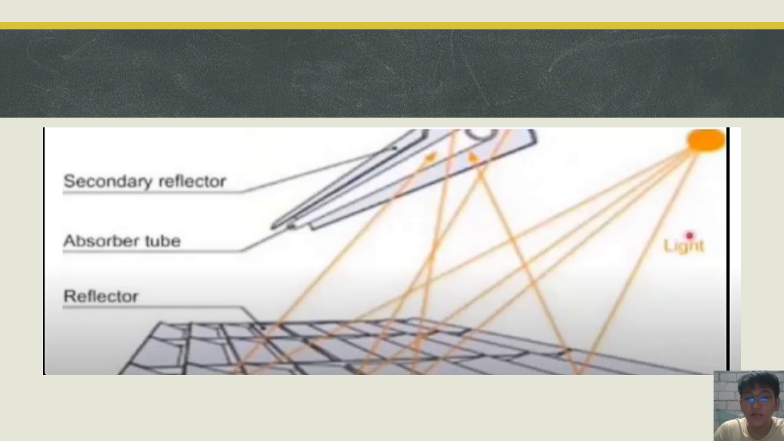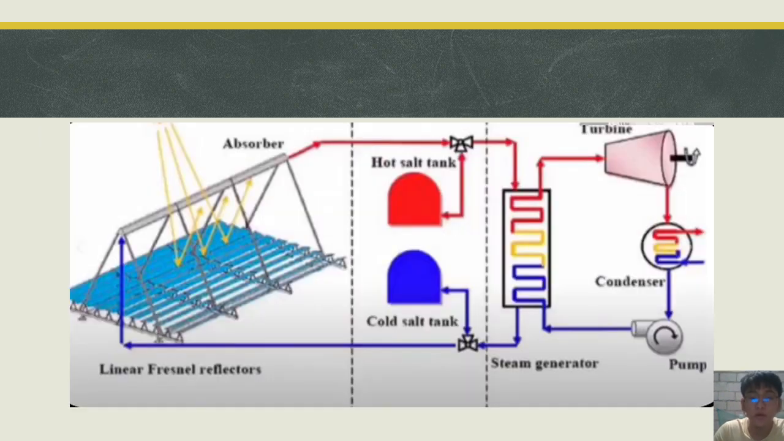And now we see a simple diagram of how LFR works. The sunlight is reflected by the reflector and then redirected to the absorber tube that produces the heat. Okay, next. Here is now a much more detailed diagram of how LFR works.